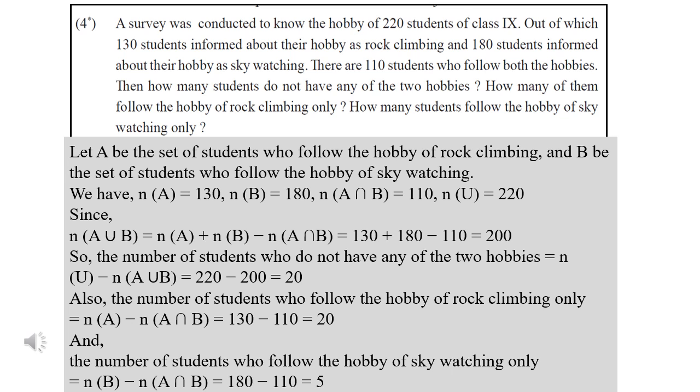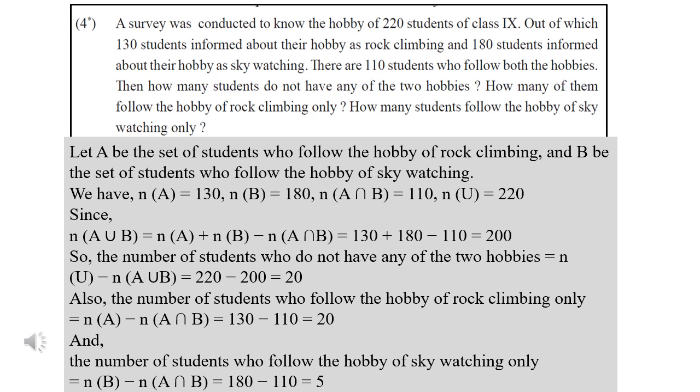So first we are going to write down what is given to us. We are going to assume set A as the number of students who follow the hobby of rock climbing, and set B as the number of students who follow the hobby of sky watching. So as per this assumption, n(A) is 130, n(B) is 180. Now they have told 110 students follow both. So this is my intersection of set A and B. So n(A intersection B) is 110. They have told us the total number of students in class 9th. So that is my universal set, which is 220.